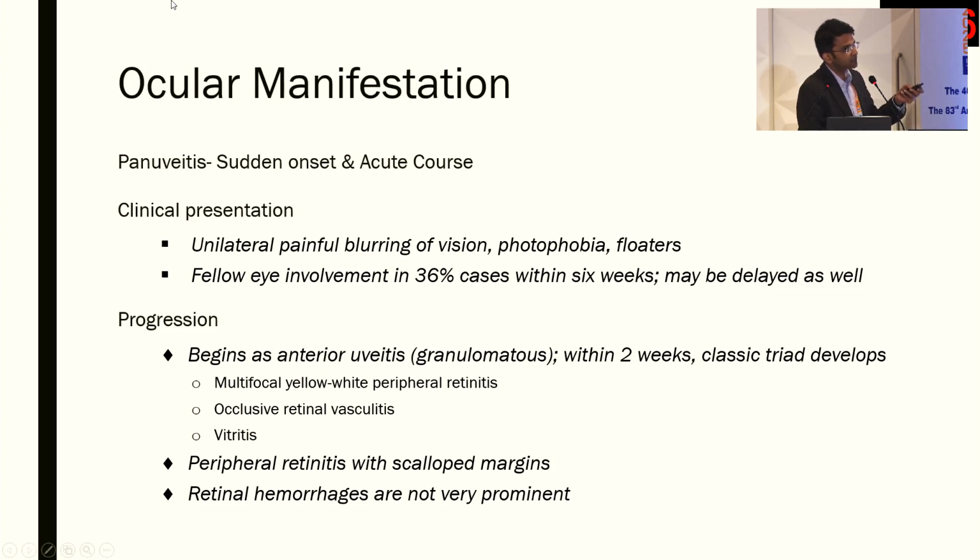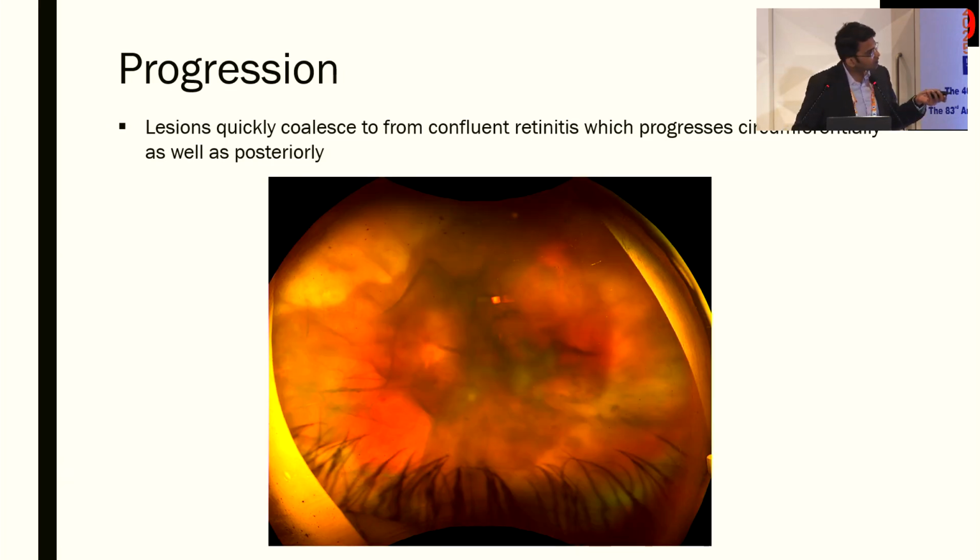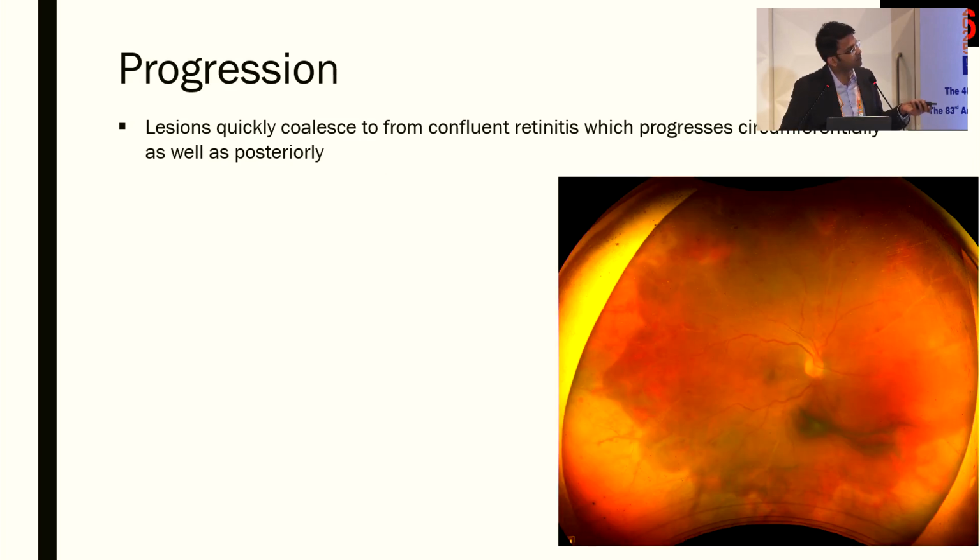The peripheral retinitis has scalloped margins, and retinal hemorrhages are very few. Most likely, you will see patients who present with this picture in which there are confluent patches of retinitis which are spreading circumferentially with a lot of vitritis. So this is a very common presentation. Another common presentation could be an annular involvement in which the presentation is more delayed, with a lot of vitritis, and the lesions have spread annularly, and they are now progressing posteriorly as well. And this is a patient with HIV who had extensive involvement but not much inflammation.